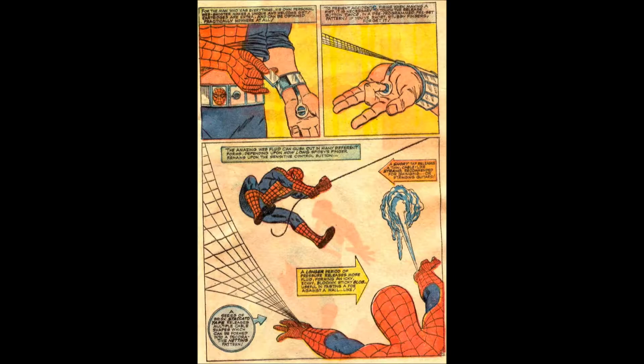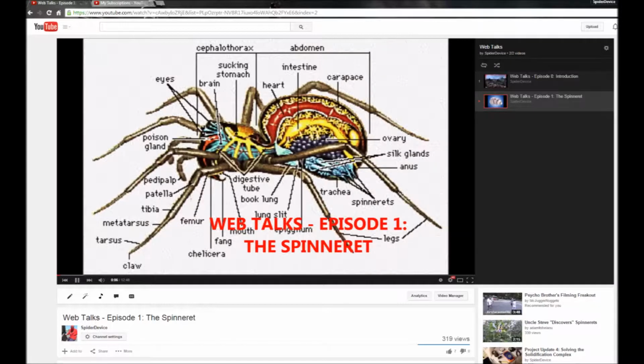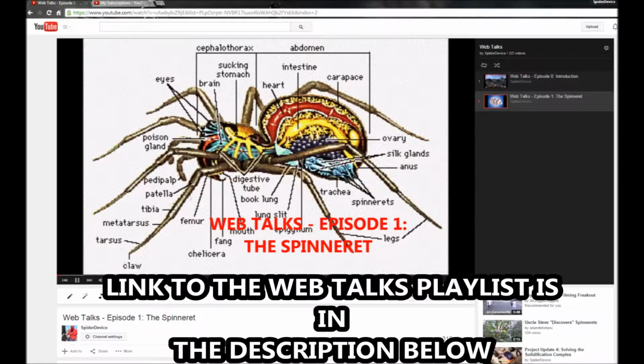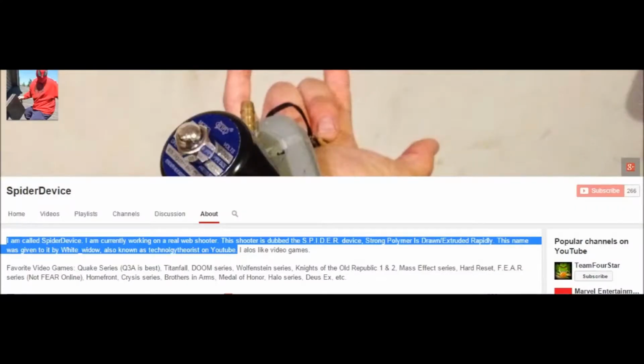There are a lot of different forms the formula can take, and as one would expect, this form not only depends on the composition of the web fluid, but also on the other parts of the shooter. So for this episode, we'll just be taking a look at the formula itself and the basic properties it should have to achieve a web-like form factor. Now this of course does heavily depend on the spinneret composition. If you want to learn about the construction of the spinneret, watch my previous Web Talks video, which discusses the spinneret. Let's move on.